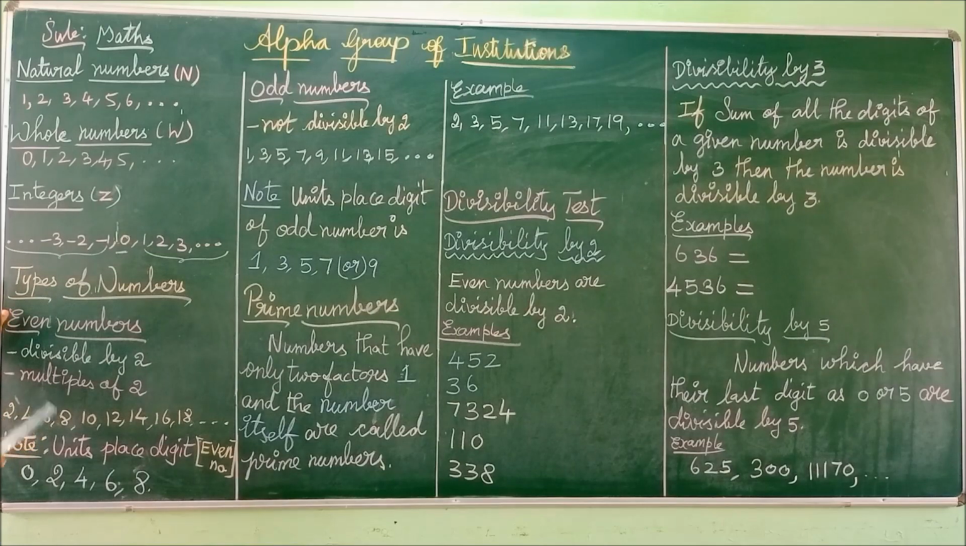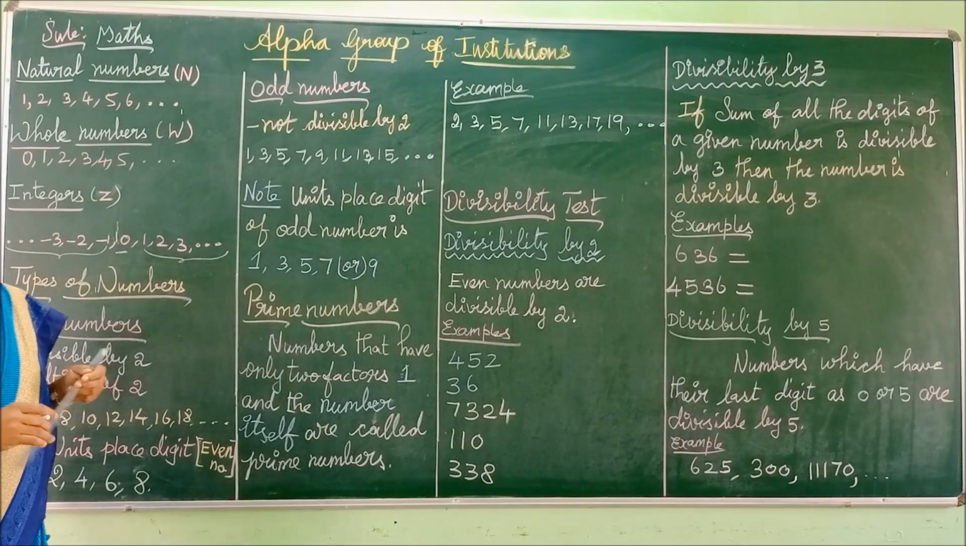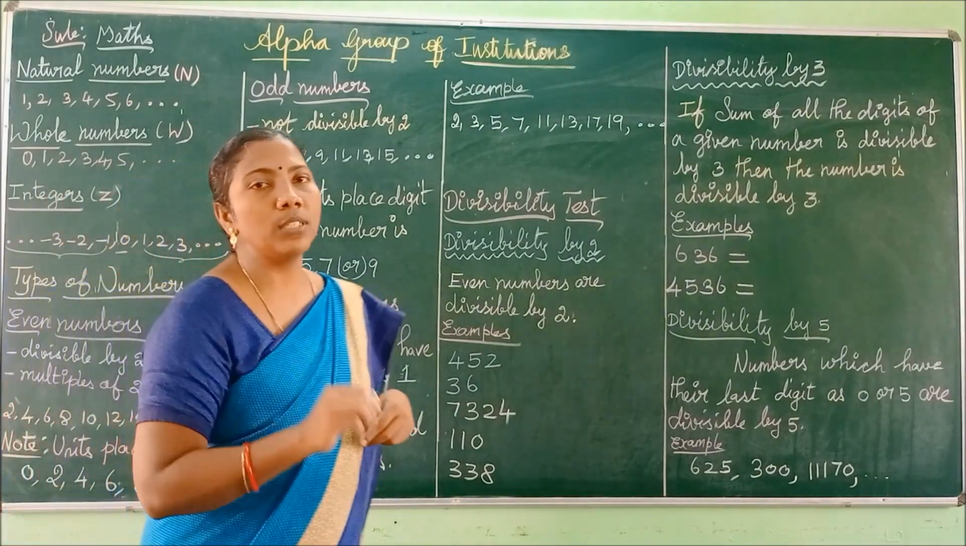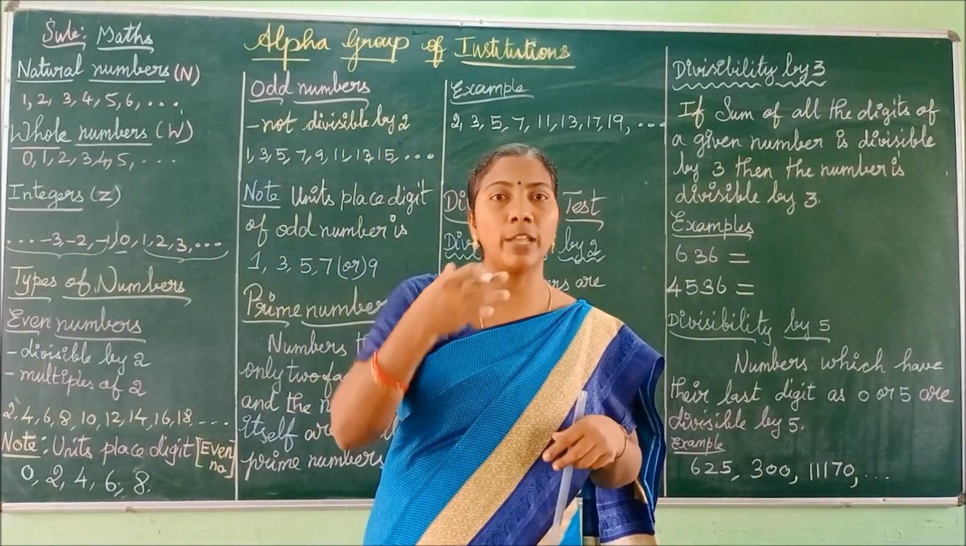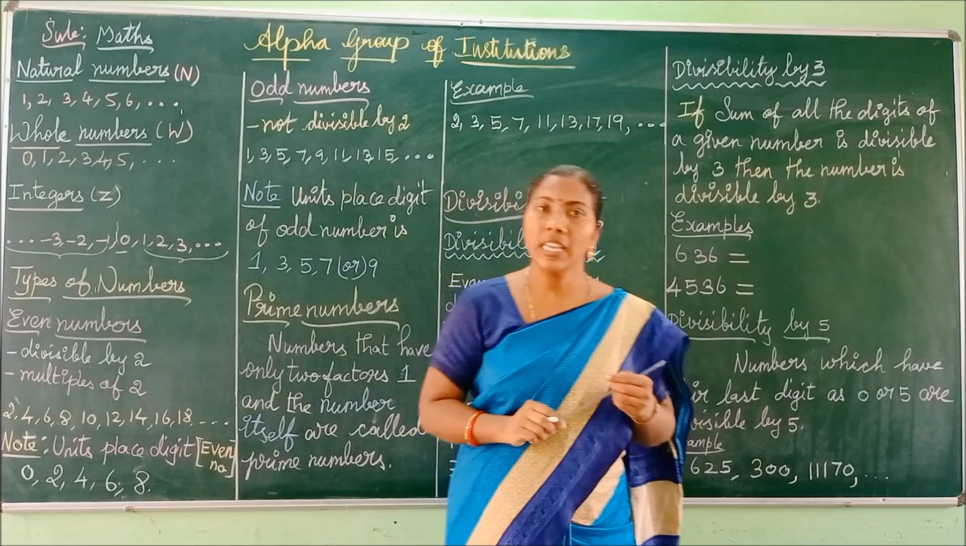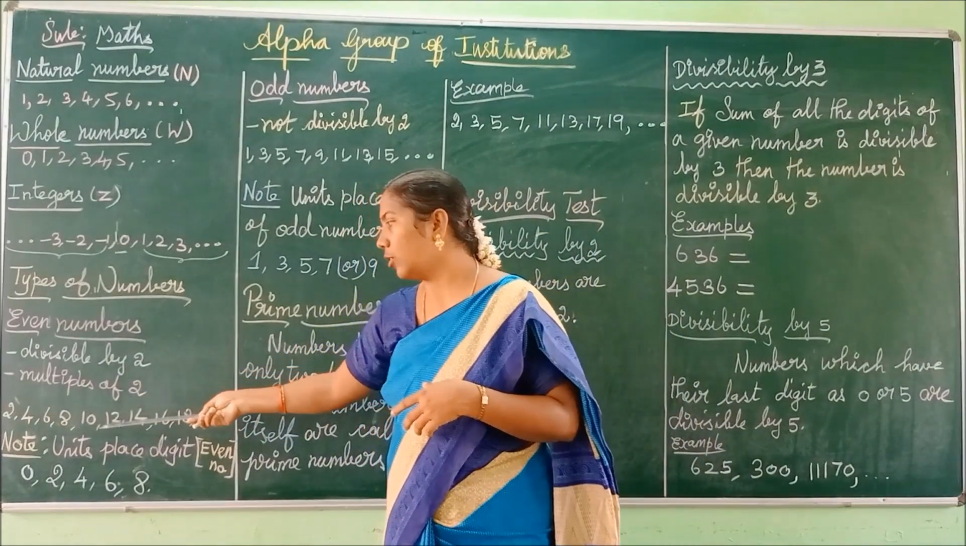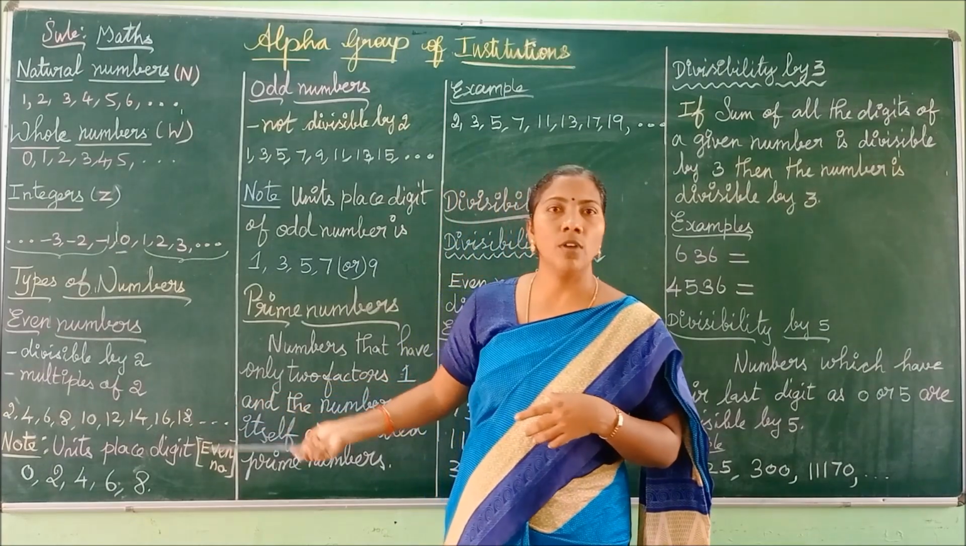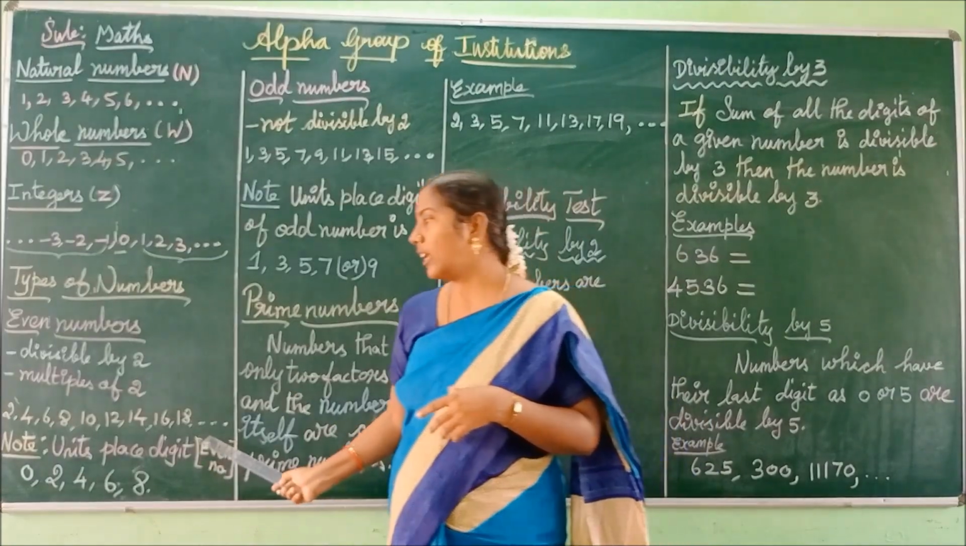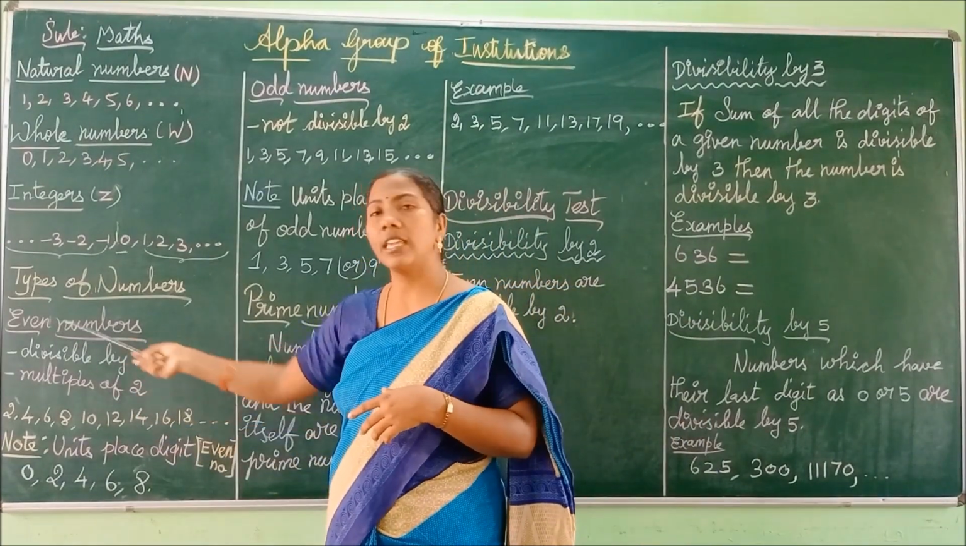Okay. So first we are going to see about even numbers. What is meant by even numbers? We can define the even numbers as numbers which are divisible by 2. Numbers which are multiples of 2 are said to be even numbers. So what are the even numbers? 2, 4, 6, 8, 10, 12, 14, 16, 18, it goes on. Okay, so we can define these numbers as even numbers.